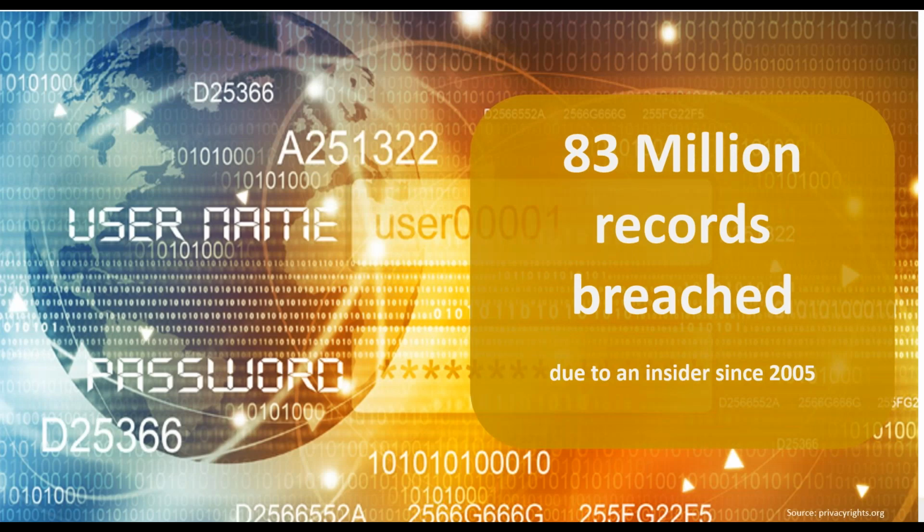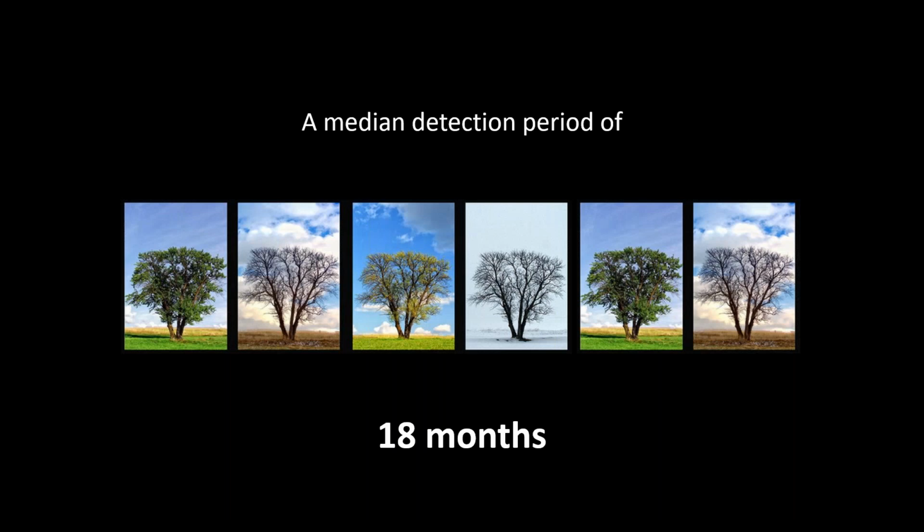When we look at the statistics from organizations like privacyrights.org, we can filter down and see how many records have been breached due to an insider. In this case, I checked this fairly recently, and it was currently at 83 million records that were attributed to some form of insider incident. One of the pain points here, one of the scary aspects to insider breaches, is that they tend to take a lot of effort to discover.